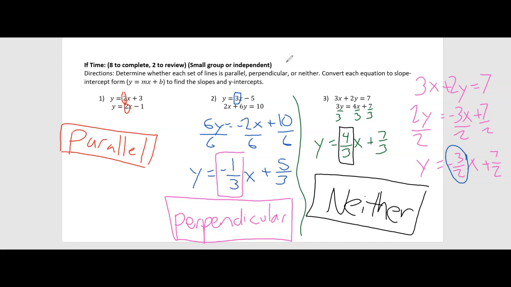Okay, there are no more problems for you to complete for this lesson. You can certainly work in your practice packet though, and I will look forward to seeing you next lesson. We will continue with our discussion of parallel and perpendicular lines.